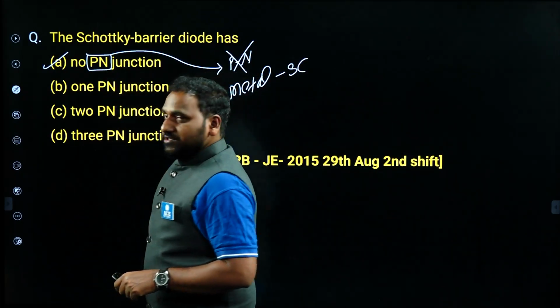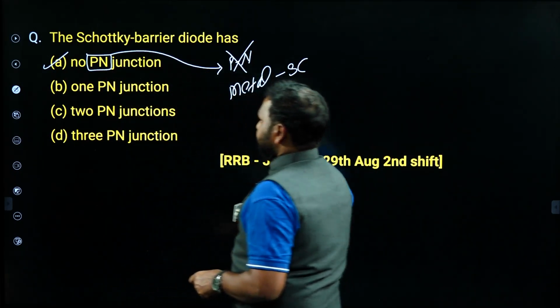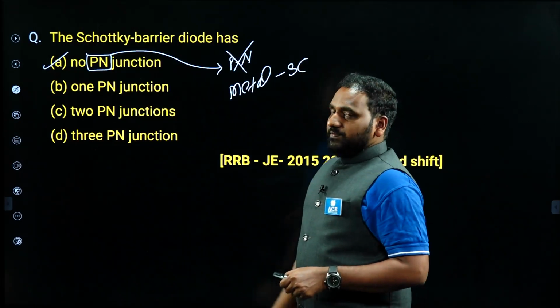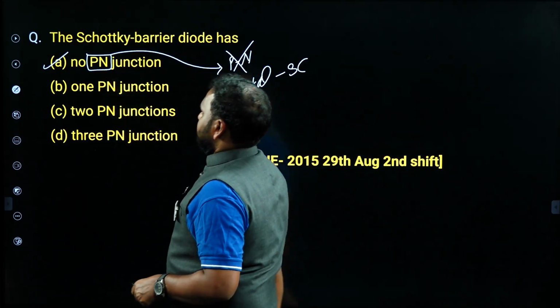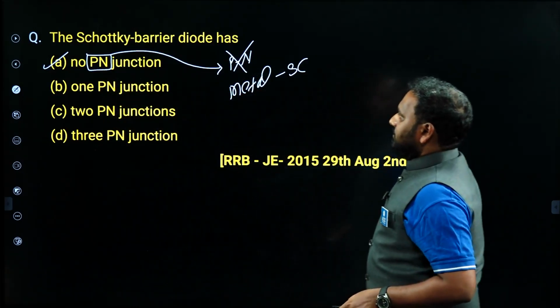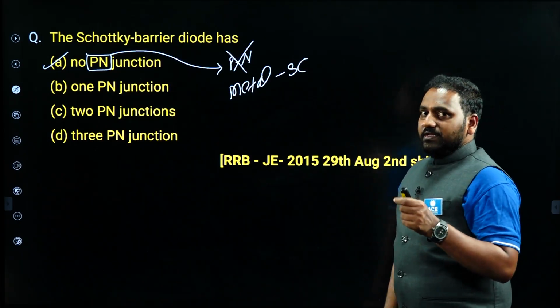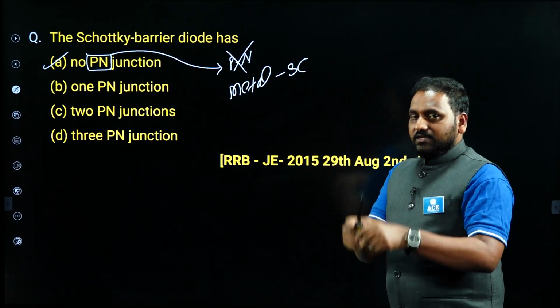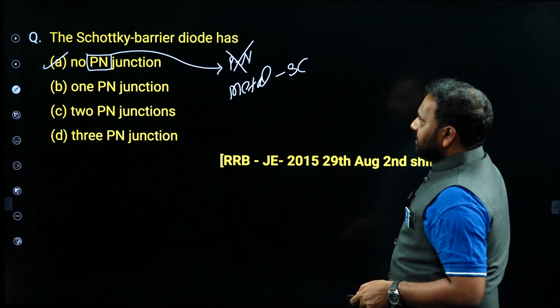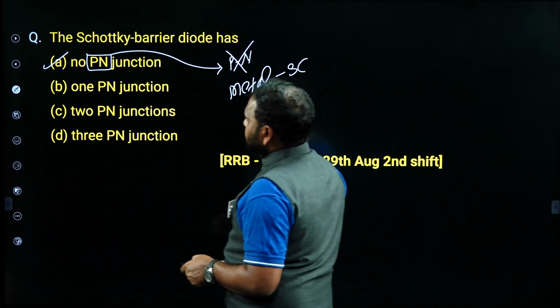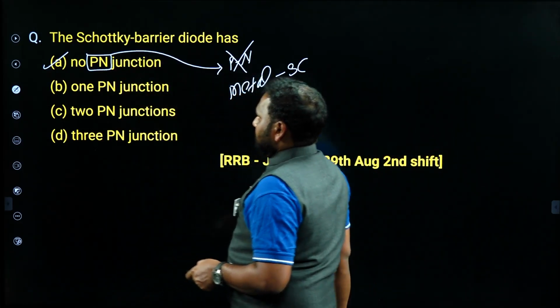So it is a little tricky question. You should understand it carefully. 95% of the students selected one PN junction. No, there is no concept of P-type and N-type material in a Schottky diode. It is a metal to semiconductor device, also called a Schottky diode, of course.